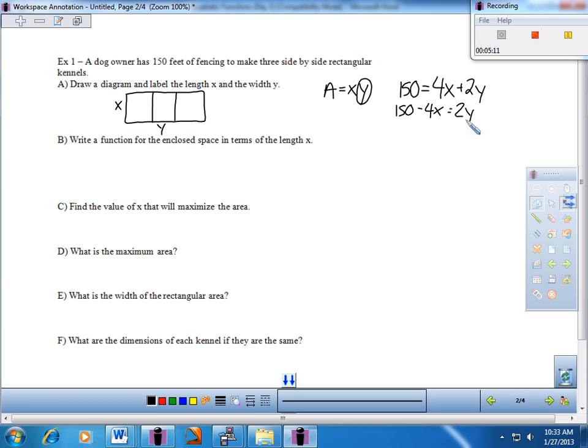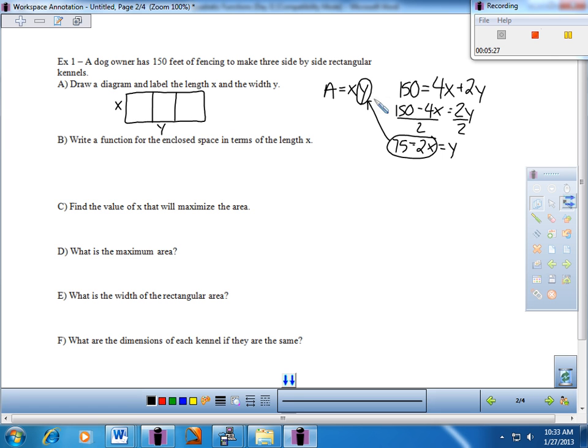And I have that. Then I'm going to divide by 2. Just make sure you divide everything by 2. And it looks like I have 75 minus the 2x, and that's equal to y. All right. I circle, I draw the arrow, makes me happy. That's going right in there.